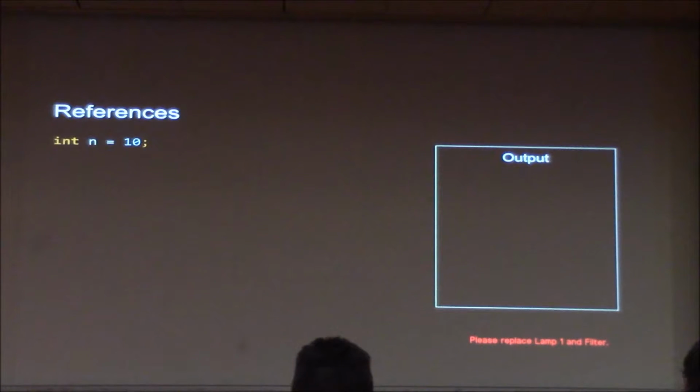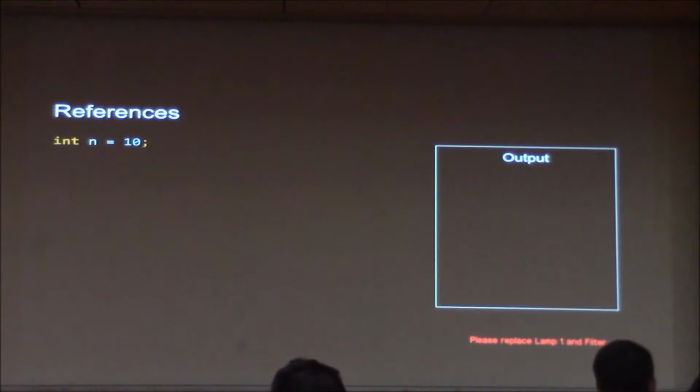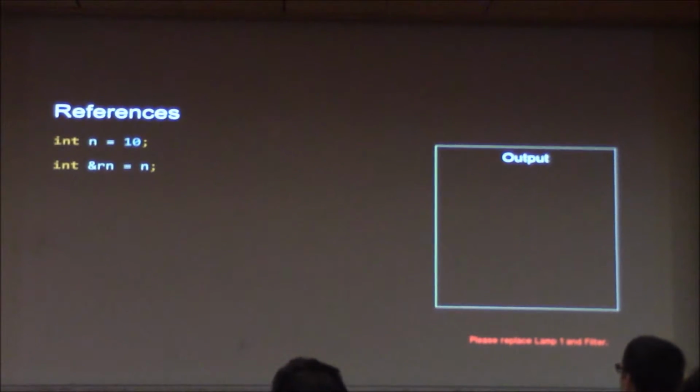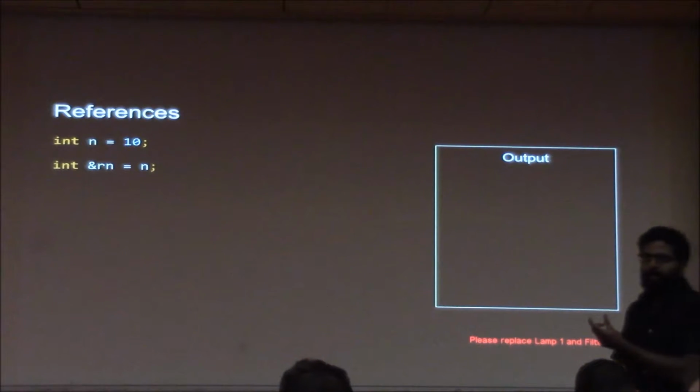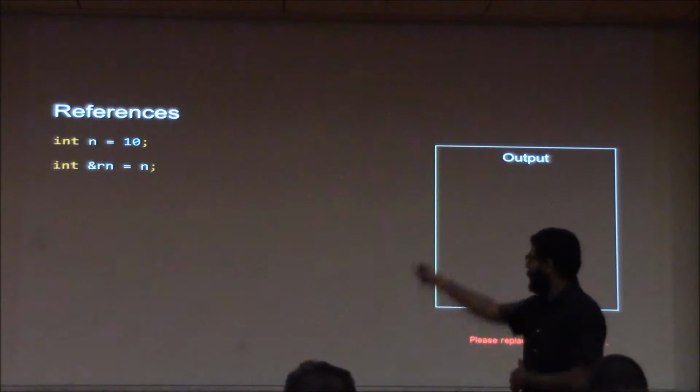So for whatever code that we are writing there, let's assume the output is going to be printed here. That is an integer variable called n with the initial value of 10. And this particular line just means that we are creating a reference variable. Listen to me carefully because this is very important and very basic. So we are creating a reference variable called Rn, a reference to the variable n.